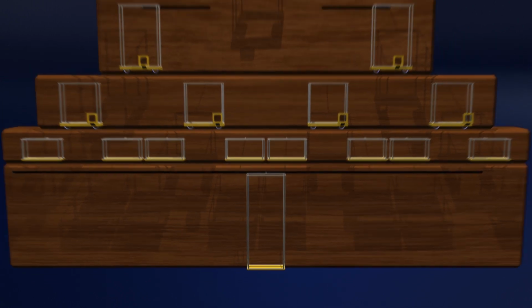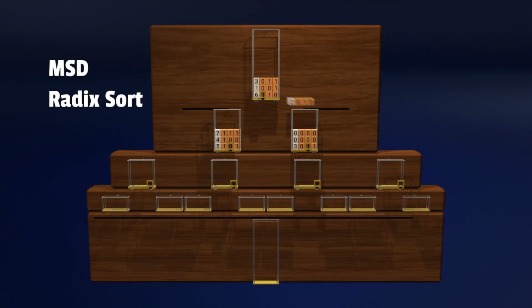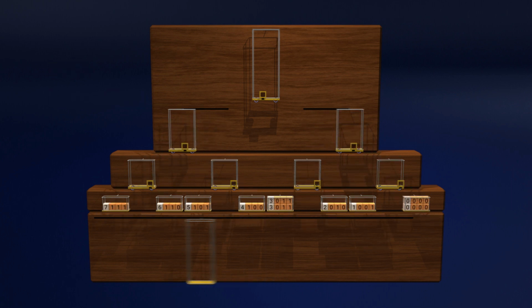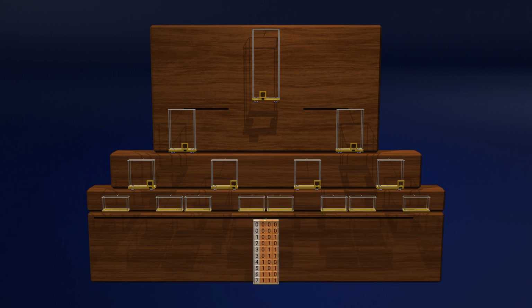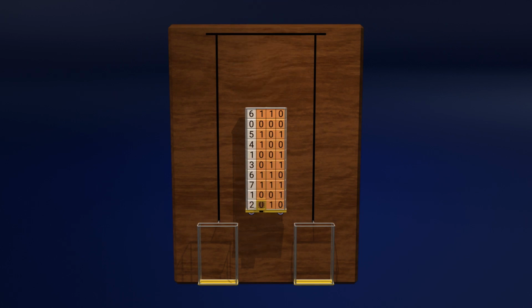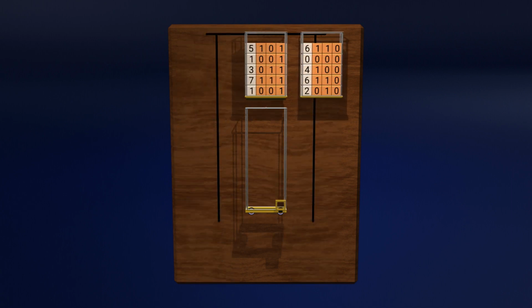So this is a 3-level sorting machine. The sorting algorithm here is called MSD Radix Sort, because we start with the most significant digit. But here is a much simpler design. Counterintuitively, we'll start with the least significant digit and put all the blocks back.